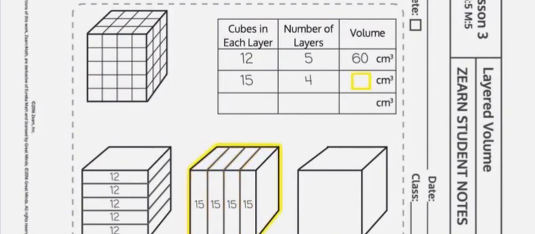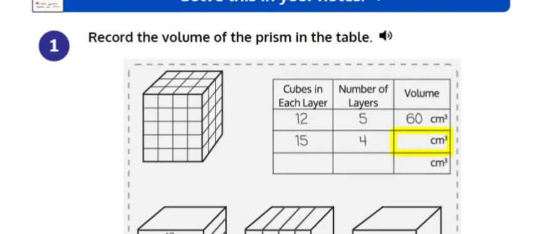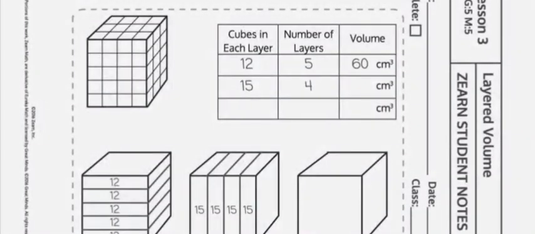What is the volume of this prism? We can multiply 15 cubic centimeters by 4 to solve. That's 60 cubic centimeters. So the volume is 60 cubic centimeters. Check your work.